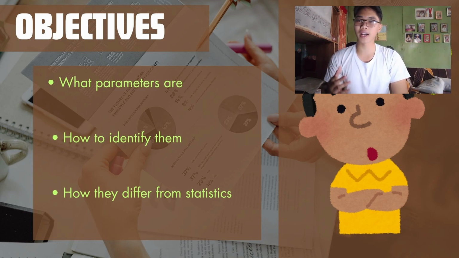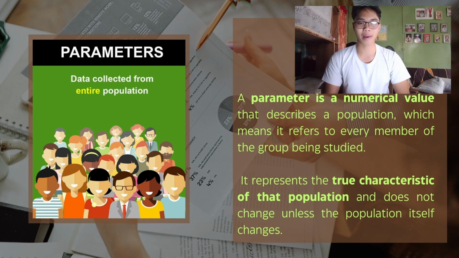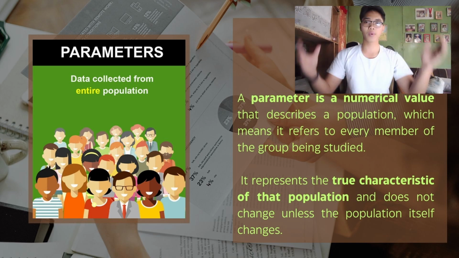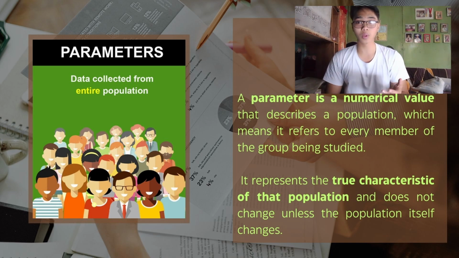So, let us first define the most basic and surface level definition out of them all, which answers the question, what is a parameter? From the start, a parameter is a numerical value that describes a population, which means it refers to every member of the group being studied. If you are studying in a school, then it refers to the entire population of the school itself. It represents the true characteristics of that population and does not change unless the population itself changes.